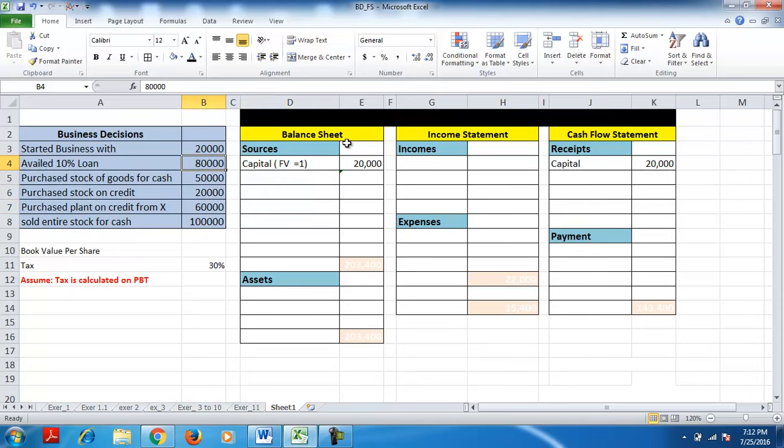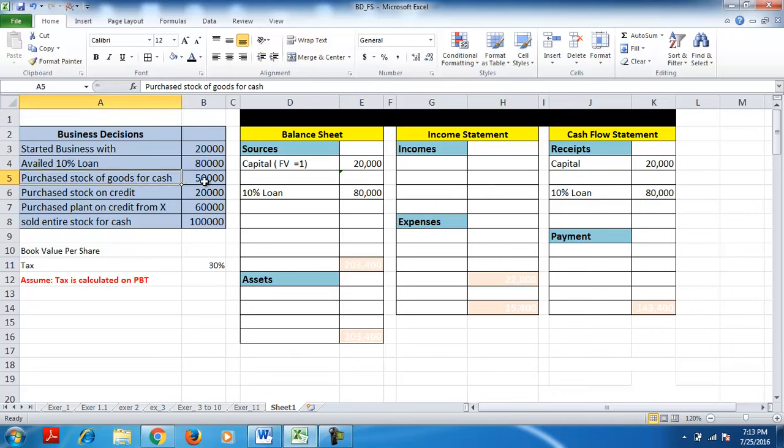Then the company received a loan. So once again, it is a receipt, and that receipt is a cash inflow to the extent of 80,000, and it is not an income but a source. So we can see that both these receipts are different types of sources. A receipt can be capital, or a receipt can be a liability. In the process, we'll see different types of receipts.